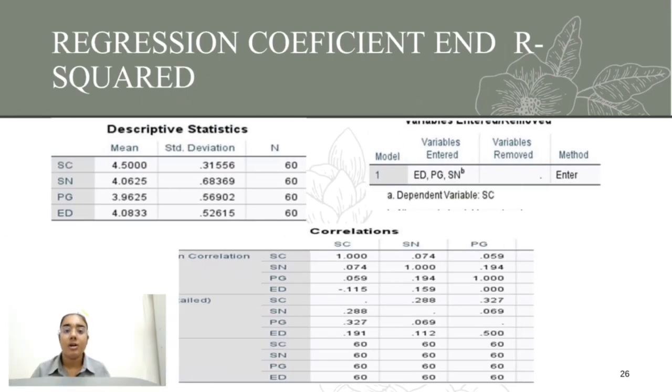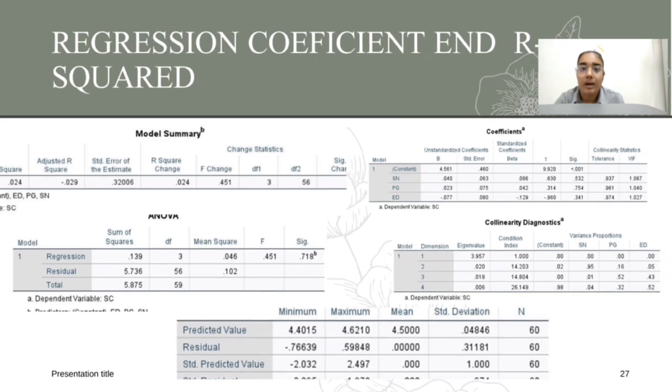Present correlation. The correlation matrix presents the two-tailed sample size for four variables. The SE and SN have a weak positive correlation, which is 0.074. The SE and PG have a weak positive correlation, which is 0.059. Moreover, the SE and ED have a weak negative correlation, which is negative 0.115. SN and PG have a weak positive correlation, which is 0.159. But the PG and ED have a correlation, regression coefficient, and R square.